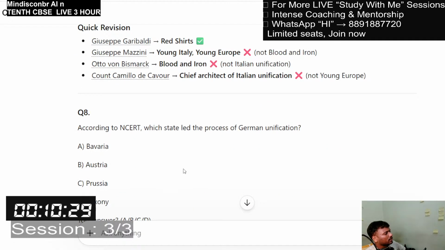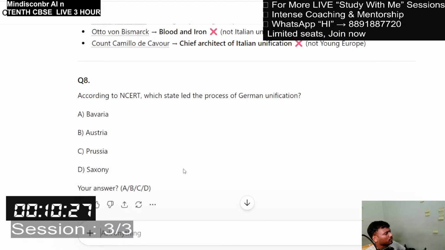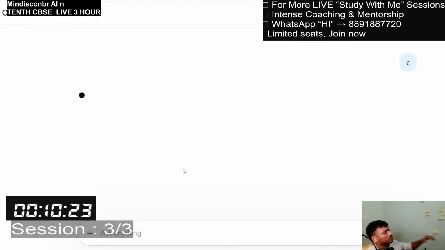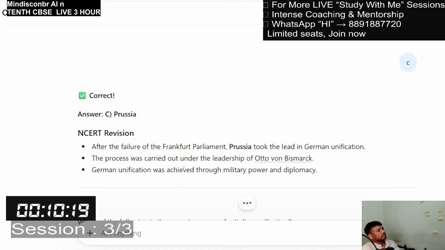According to NCERT, which state led the process of German unification? Prussia. After the failure of the Frankfurt Parliament, Prussia took the lead in German unification. The process was carried out under the leadership of Otto von Bismarck. German unification was achieved through military power and diplomacy.